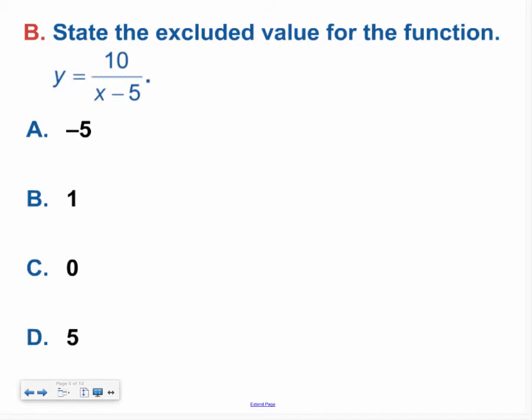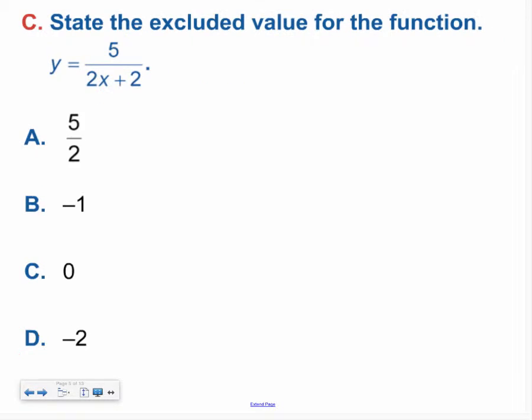Why don't you guys try to find the excluded value for this function. Hopefully you ended up with a positive 5. If we plug a positive 5 in there, we have 5 minus 5, which equals 0. And we can't have a 0 in our denominator, so we know that the answer must be 5.